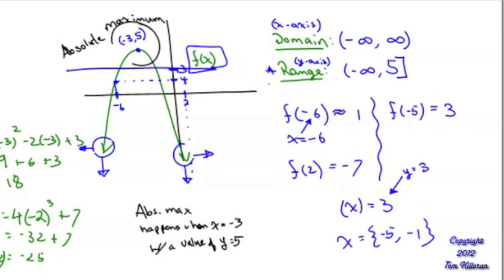So let me erase that little point right there. But this graph didn't have a min because it was going forever down.